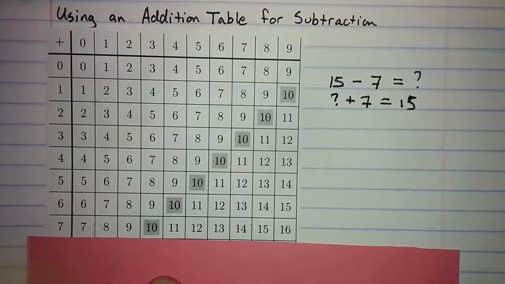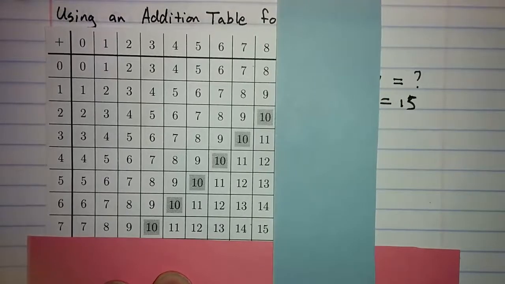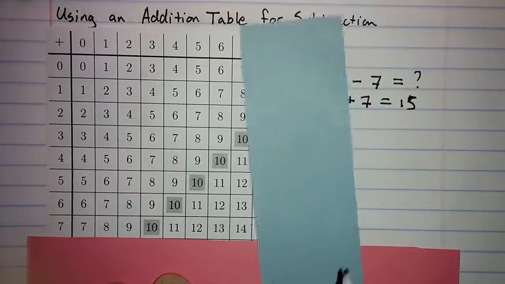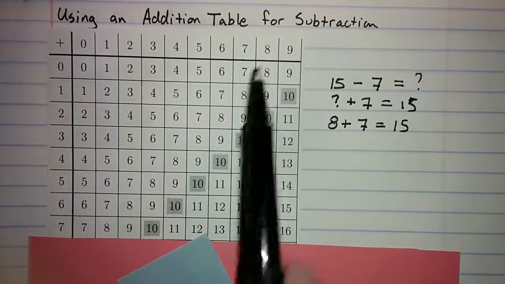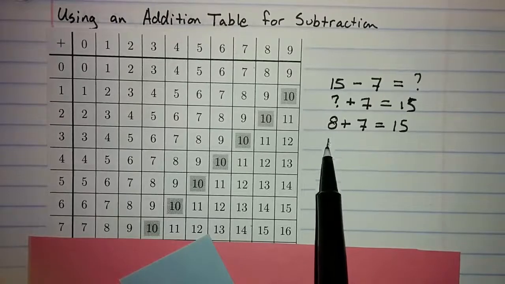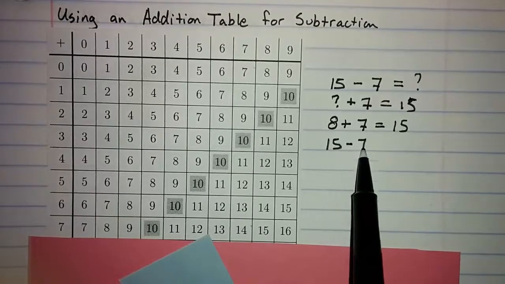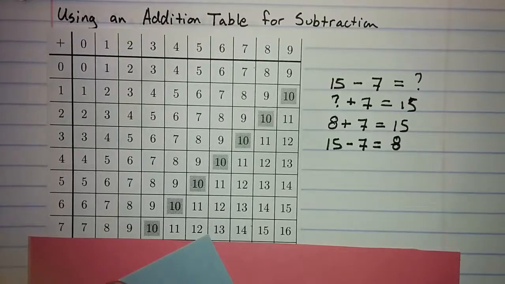Here it is. It's in the column labeled 8. So we know that 8 plus 7 equals 15. Right, and that's just from finding 15 in the row and reading up to what's on top of the column. Right, and so that tells us that 15 minus 7 equals 8.